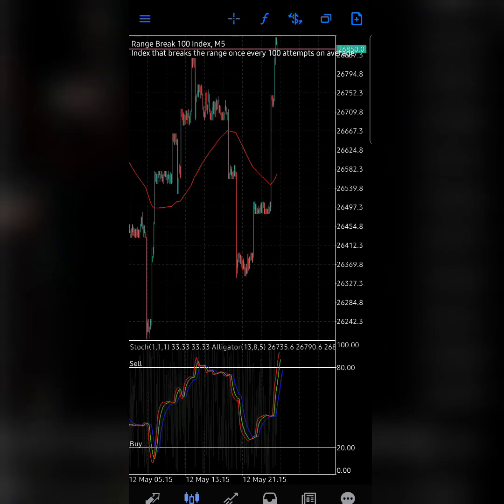Now you can also do this with the Range Break 200, for those that trade the Range Break 200. Like the number in it sounds, it's not very volatile, but like I said, don't get greedy, be disciplined, and stick to your plan.